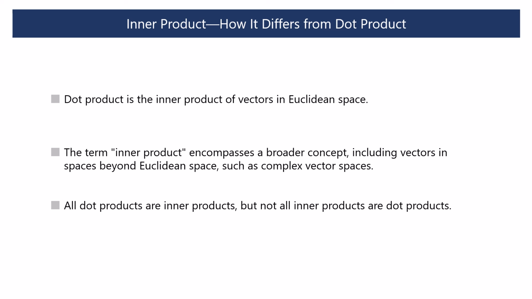In the prior section, we already discussed dot product. The dot product is the inner product of vectors in Euclidean space, while the term inner product encompasses a broader concept, including vectors in spaces beyond Euclidean space, such as complex vector spaces. In short, inner product is a more general concept. All dot products are inner products, but not all inner products are dot products.